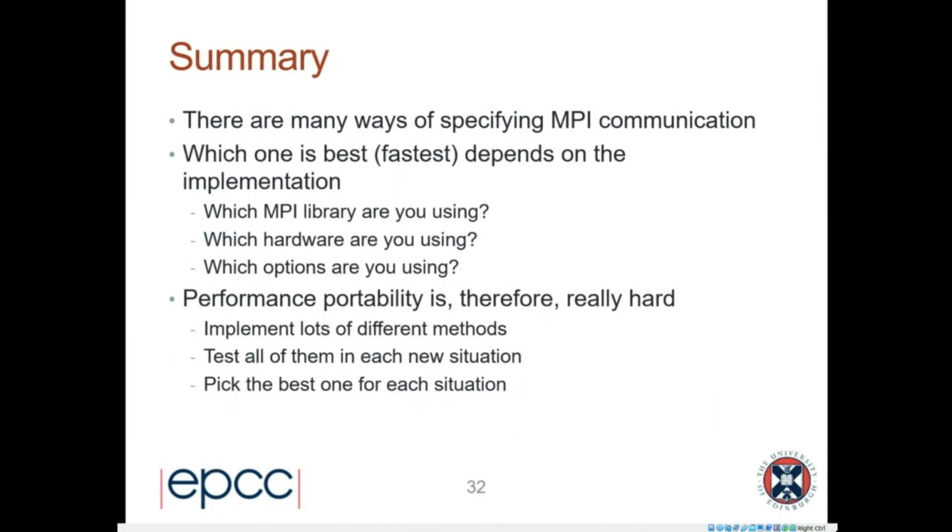The summary is, there are many ways to specify MPI communication, probably too many. Which one is best depends on the implementation, which MPI library you're using, which hardware you're using, which options you're using. Performance portability is hard. It's hard to know what's fastest. I would recommend implementing lots of methods and testing them, and we'll do that in a subsequent exercise. I have a program which implements halo swapping in a dozen different ways.